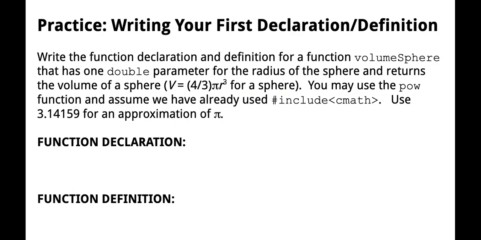So I'd like to pause and have you write your own declaration and definition for your first function. Using the notes you just took on that volume cone function, match them to this scenario here. I'd like you to write a declaration and a definition for a function called volume sphere. It's going to have one double parameter for the radius. And what it will do is just compute and return the volume of the sphere.